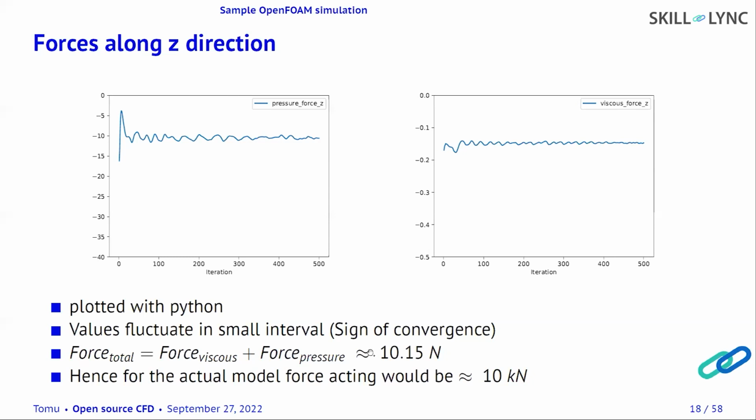Here we got around 10 Newton force acting. That is for the scaled down model, as we have reduced our model size. When we convert this force to the actual model, it will be around 10 kilonewton. So around 10 kilonewton of force will be acting on the statue when a wind at 9 meter per second is flowing over it.